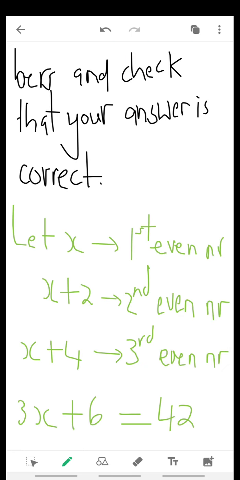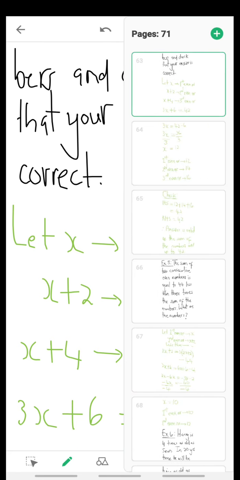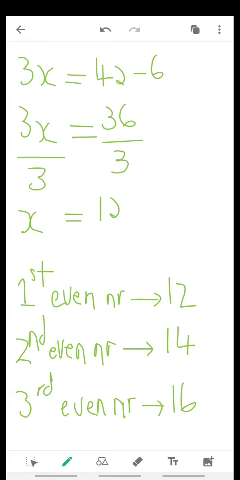So the first even number will be x, the second one x plus 2, the last one will be x plus 4. So when I add x plus x plus x, I get 3x. That's what I have there, and then 2 plus 4 is 6. So I transpose the plus 6 to the other side. I'll get 3x equals to 42 minus 6, which will be 36. But 3 times x, the opposite will be division by 3.